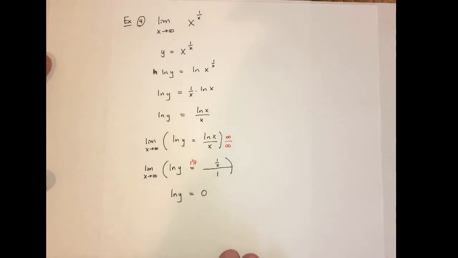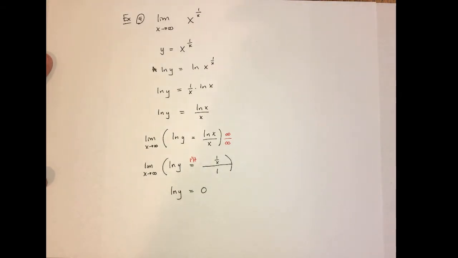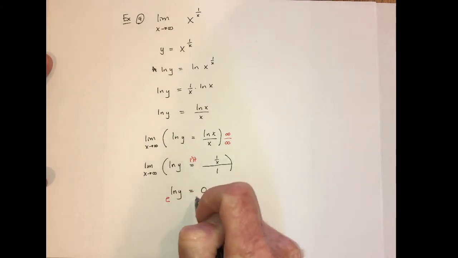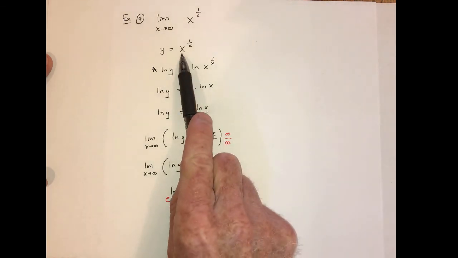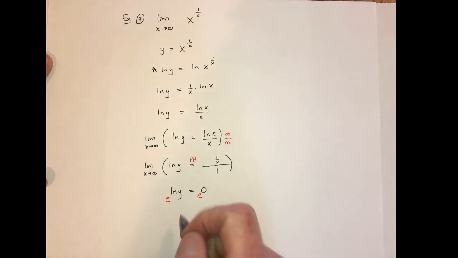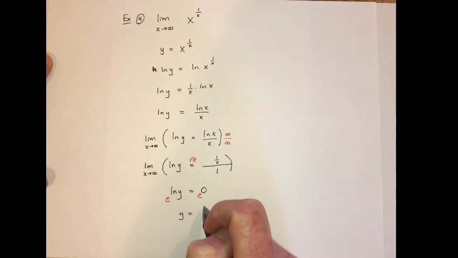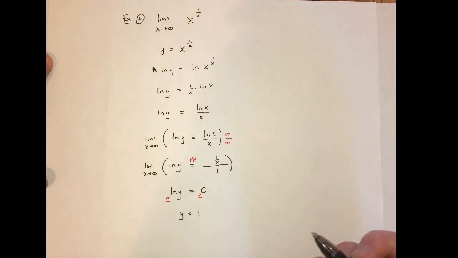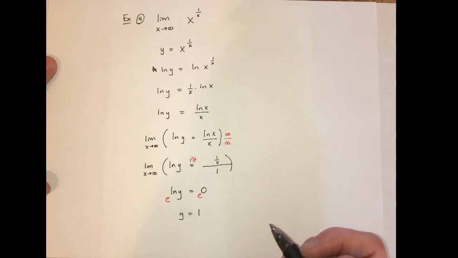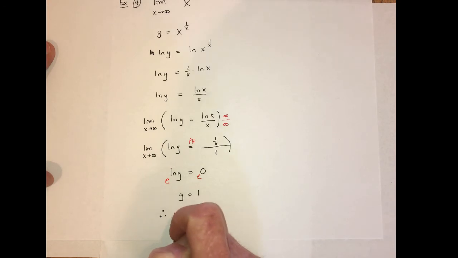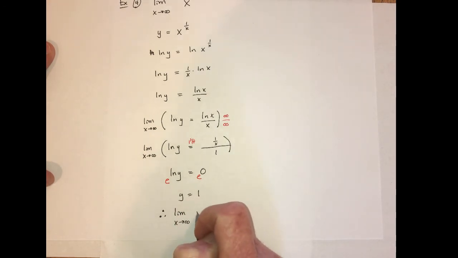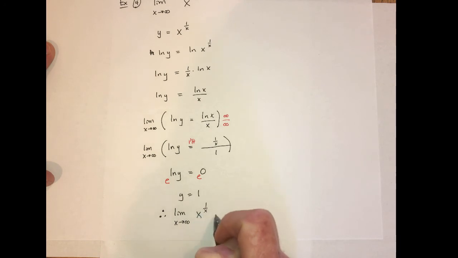And the last thing we need to do is solve for y, so then exponentiate each side. And it turns out y, which was the original problem, is equal to e to the 0, which equals 1. And so my conclusion, therefore, the limit as x goes to infinity for x raised to the 1 over x, equals 1.